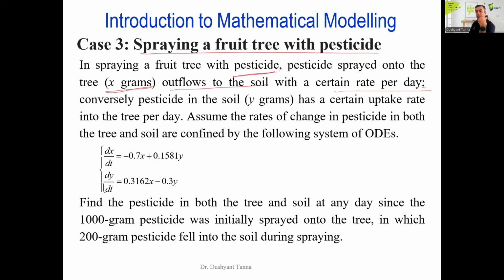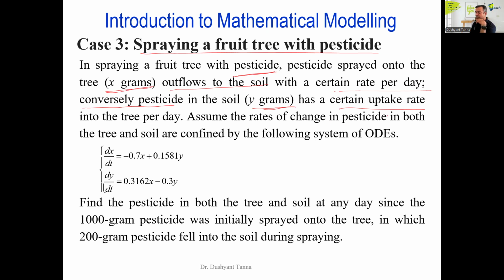You don't want to put too much. You don't want to put less, right? And if you don't put anything, obviously there'll be a lot of insects, so you won't have the same outcome or yield of the fruits, right? Conversely, the pesticide in the soil, Y-gram, has a certain uptake rate into the tree per day, right?